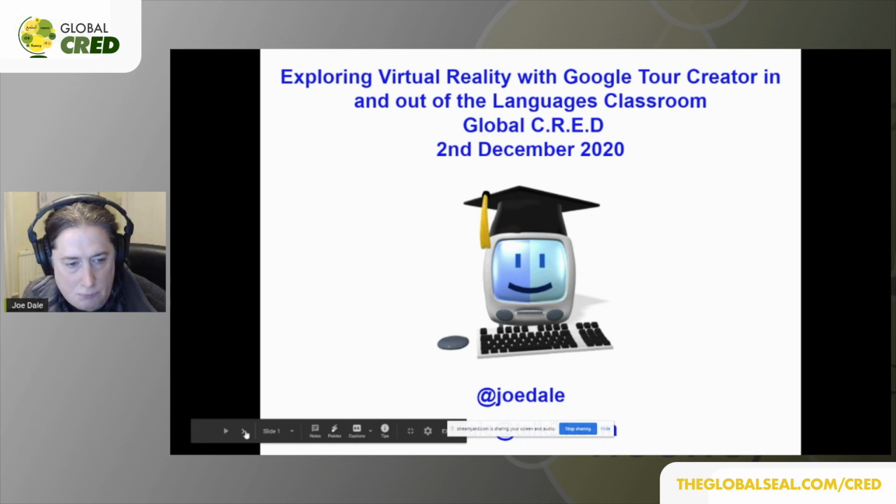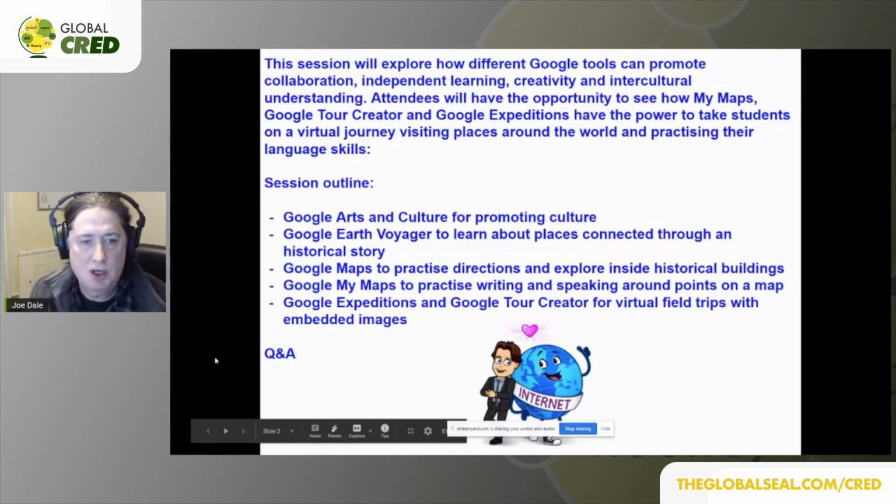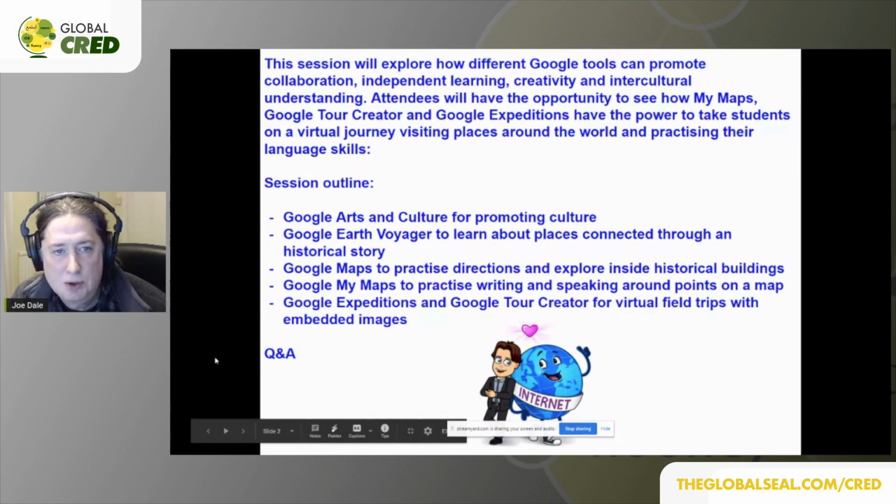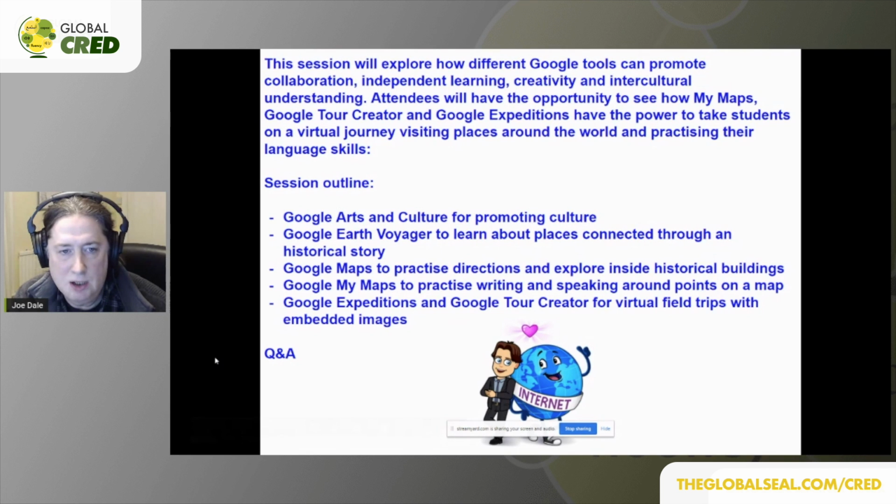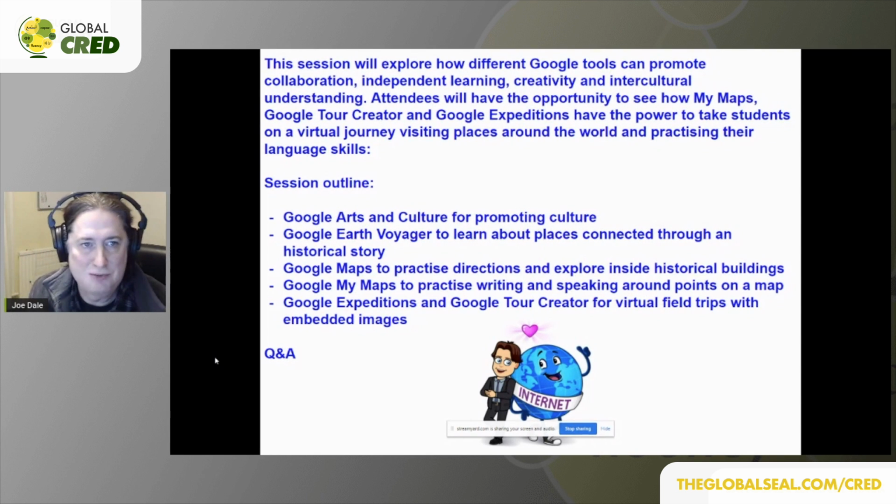Okay. So this is what we're going to try and achieve in the next hour or so. As you can see, we're going to be looking at lots of different Google tools, ranging from Google Arts and Culture, Google Earth Voyager, Google Maps, Google My Maps, Google Expeditions, and Google Tour Creator. And you can see the little image at the bottom there. That's a Bitmoji, which I thought was very appropriate for this presentation.